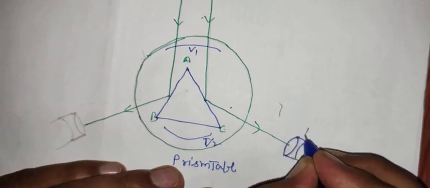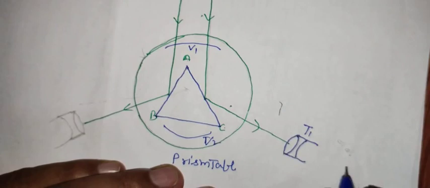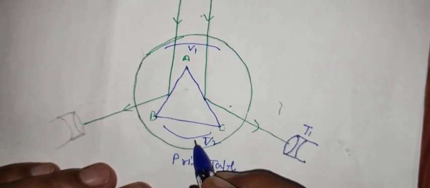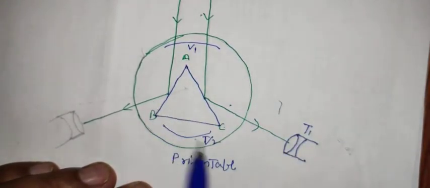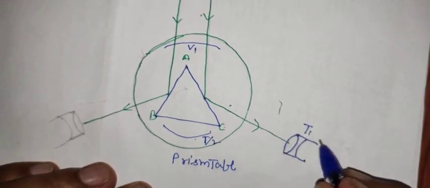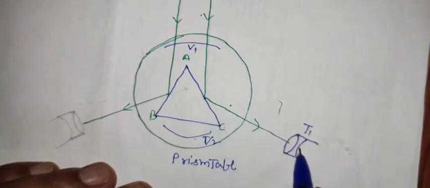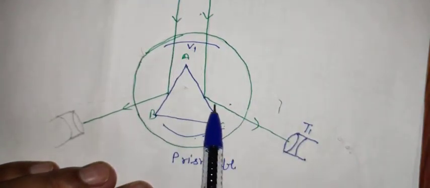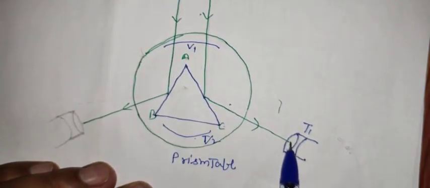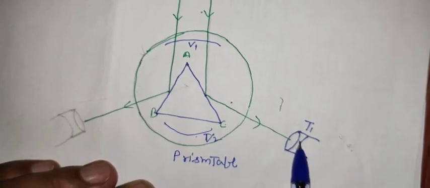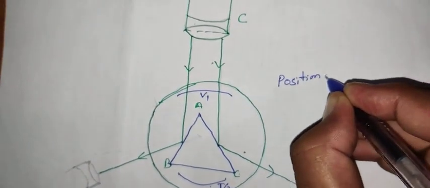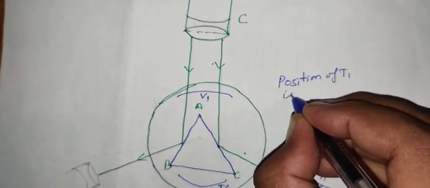The position of the telescope at T1 is analyzed here, and the reading is obtained through any one of the vernier scales, either V1 or V2. The position of the telescope is measured when it is able to see a clear-cut image of the slit of the collimator through the telescope. This position T1 is noted.